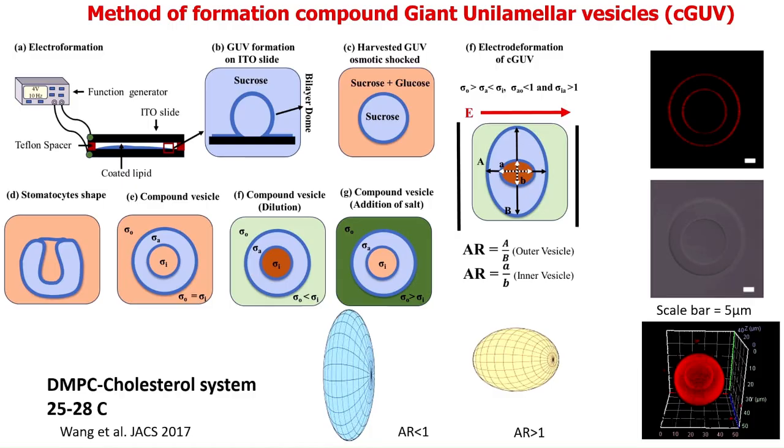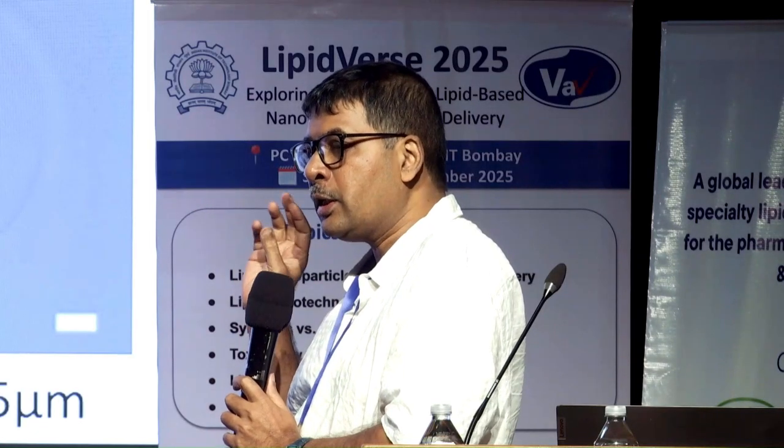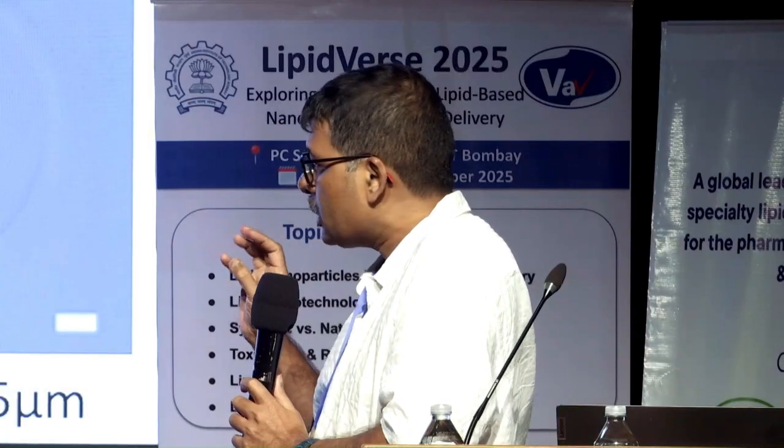He made these giant vesicles by an improvised method. There's a method in the literature which he had to improvise quite a bit. So what it does is he forms an electroformed giant vesicle in a DMPC cholesterol system.